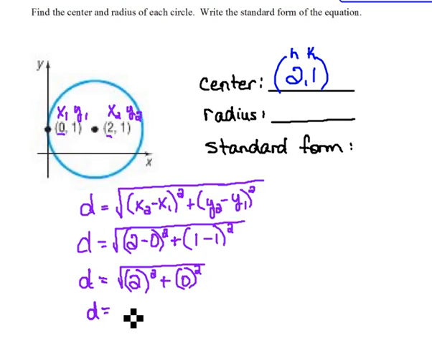Alright, so we have the square root of 2 squared, which is 4. 0 squared is 0, so we don't even have to worry about that. And the square root of 4 is 2. So that tells us that our radius there is 2 units.